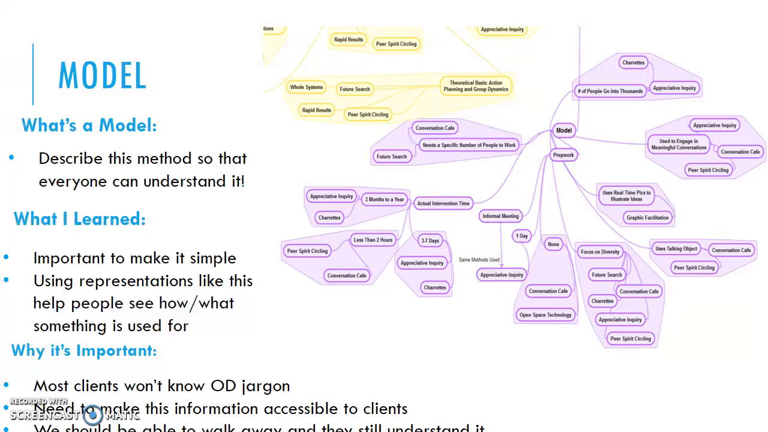And I think these mind maps are really good because it visually represents what I was thinking, and I could probably present this to future clients and say, this is what I'm thinking about us doing. Here are some of the reasons why, check it out, let me know what you think. But it's so important to have things simplified, not to make someone feel stupid, but just to realize that our clients don't know the organization development jargon. They probably won't have any idea.